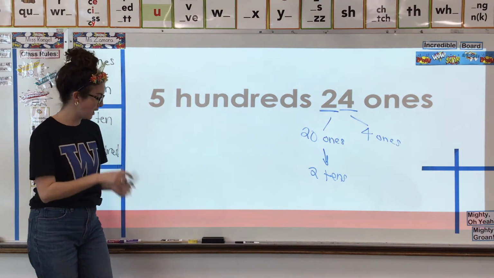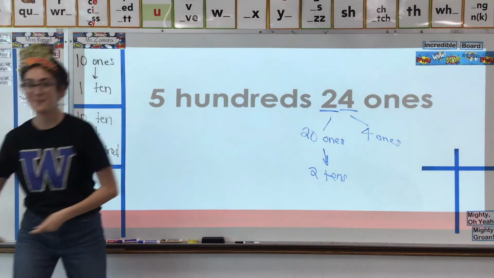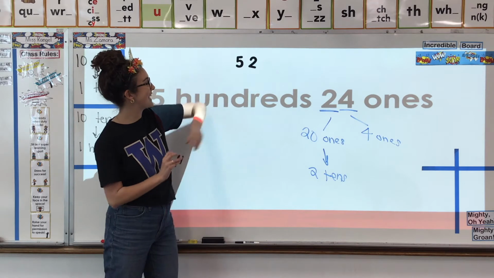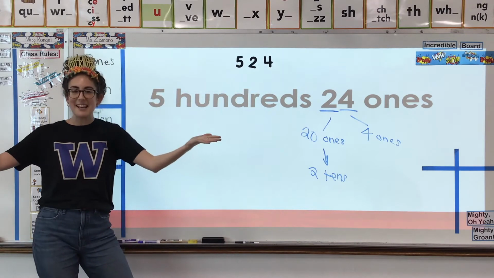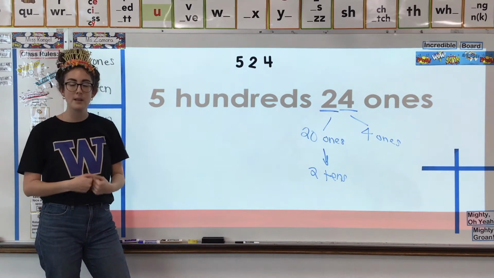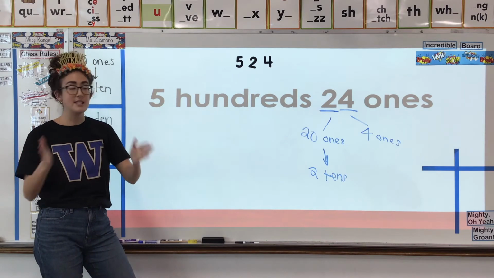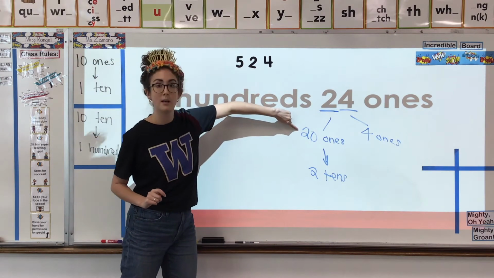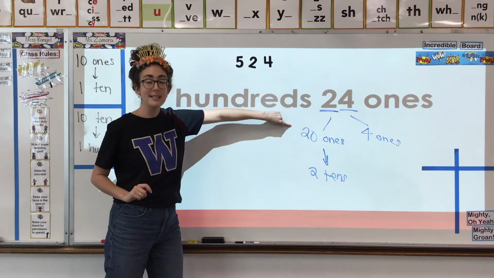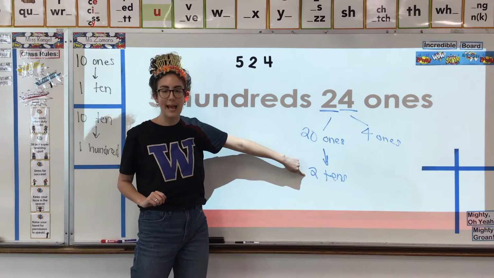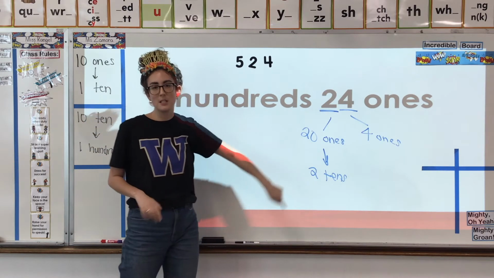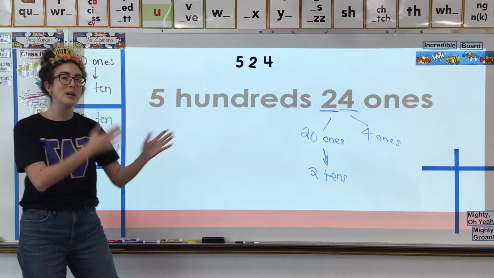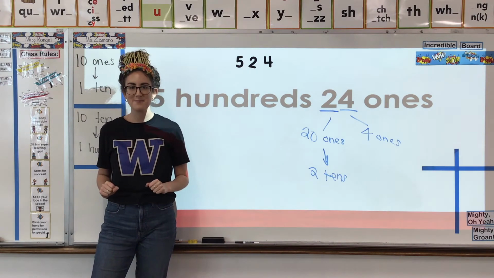What is this number? What do we got? 524. Ding, ding, ding. We have 524. And how did we know that? This number is 524 because 20 ones equals 2 tens, using our bundling knowledge to show how we knew this answer was correct.